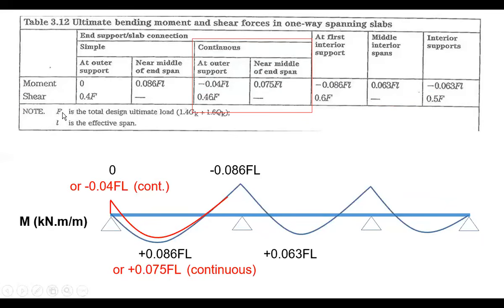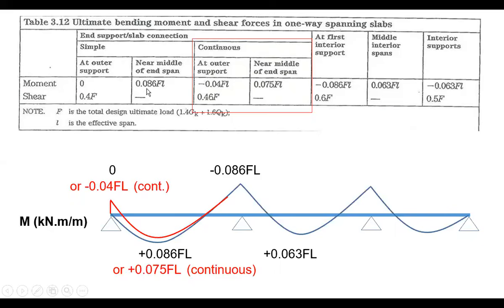But how about F capital? F capital is the total design ultimate load. It means the ultimate load equals 1.4 dead load plus 1.6 live load. But this is capital, so it means the resultant of the load. So if you have a uniform load here, you get it at the ultimate, multiplied by 1.4 for dead load and 1.6 for live load. And you should multiply by the span to get the resultant. So you get a concentrated load here, which is capital F.